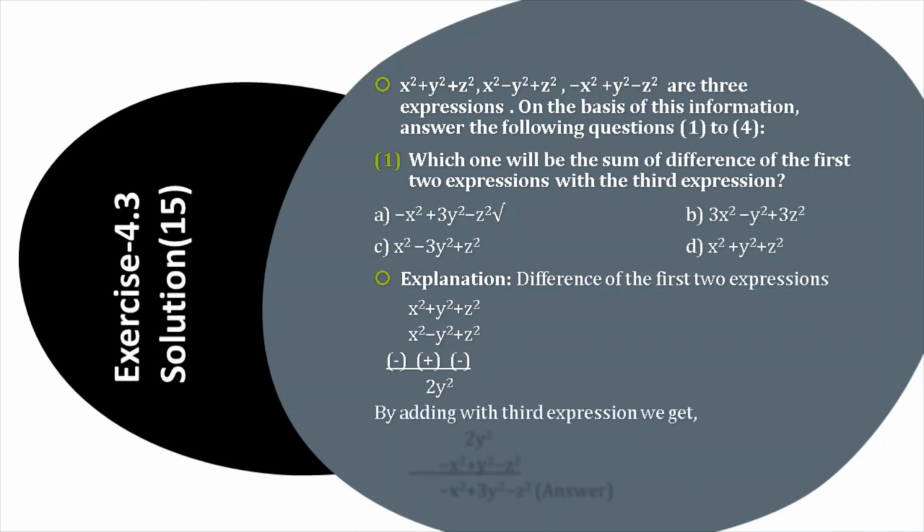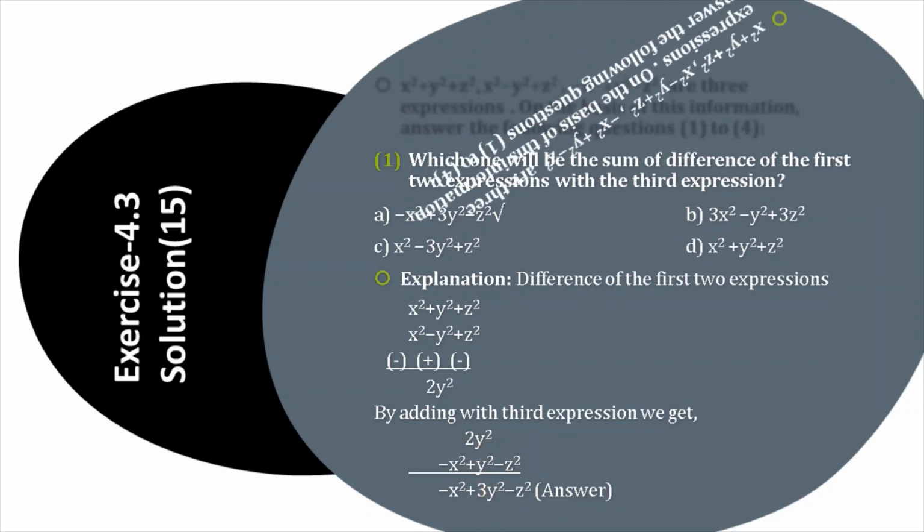So by adding the third expression to the result, we get 2y², and if we arrange the same variables, then you can get minus x² plus y² minus z². After that we will get minus x² plus 2y² plus y², that would be plus and plus, that would be 3y² minus z². That is the desired answer, my dear.